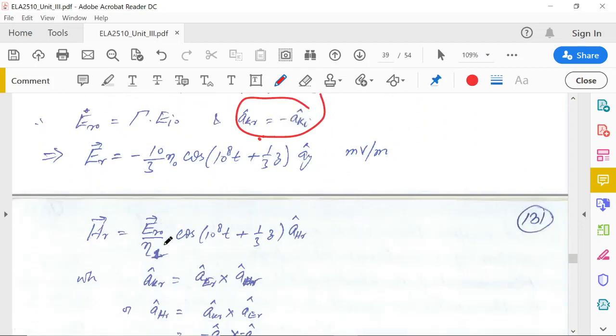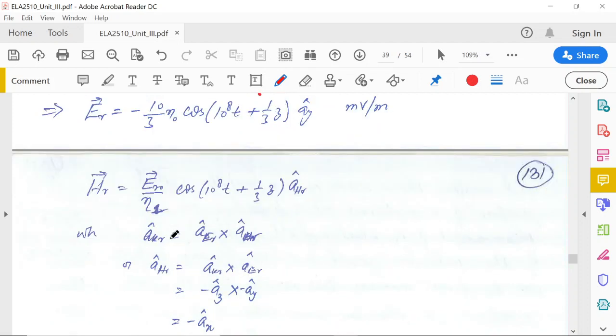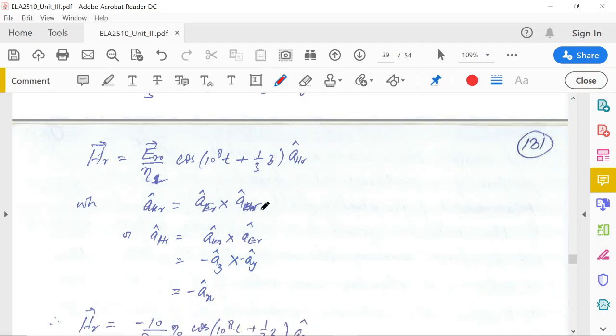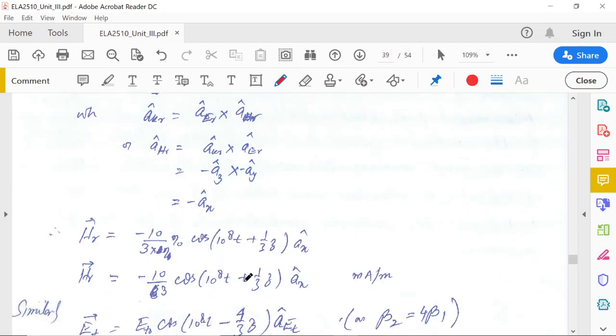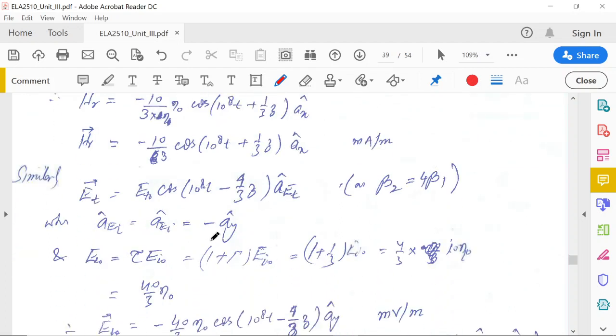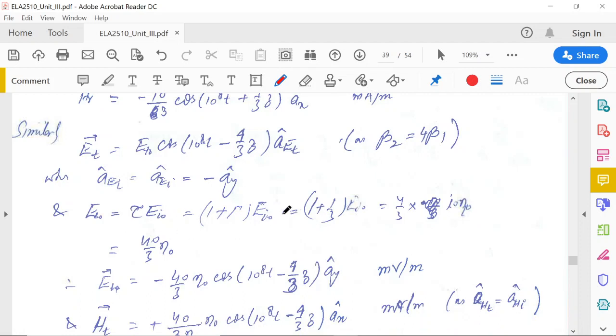For the magnetic component, you have H_R0 times eta 1 equal to cos of 8t plus 1 over 3 z, and you can find H_R from here again. Once you know E_R and k_R, you can find H_R, that is minus x. In the same way, the reflected wave will have positive values. Similarly, you will have E_t equals E_t naught cos of 10 to the 8 t, this one, and you can find all those things by using these expressions.